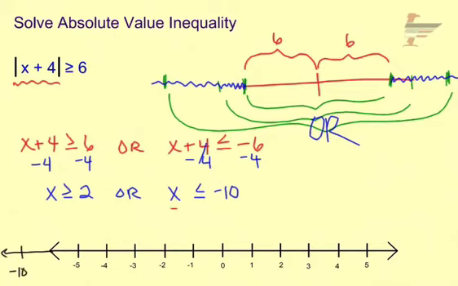So x is less than or equal to negative 10 is going to be a closed circle, and then I'm going to shade all the numbers that are less than negative 10. That shading happens to the left. Or x is greater than or equal to 2, so I'm going to put my closed circle on 2 and shade everything that's greater than that.